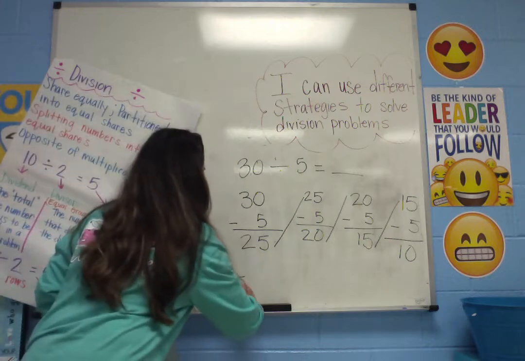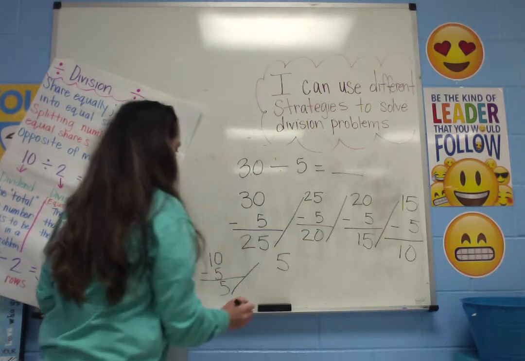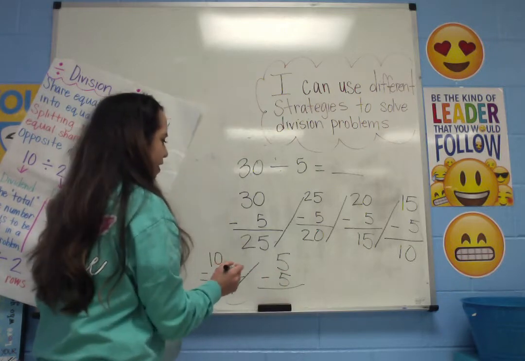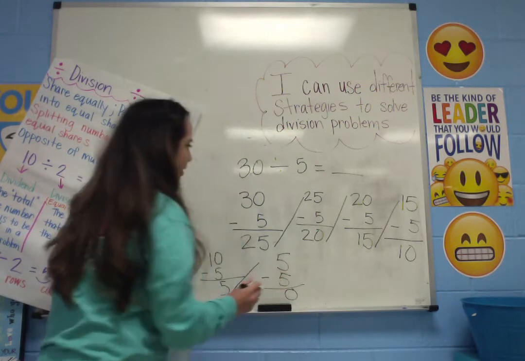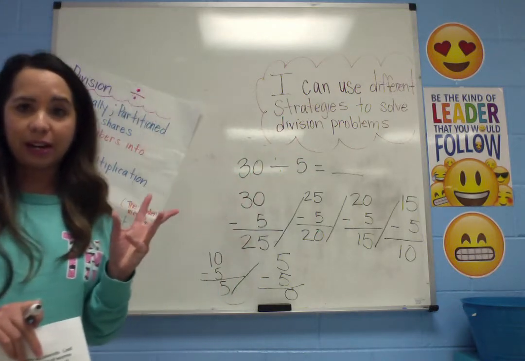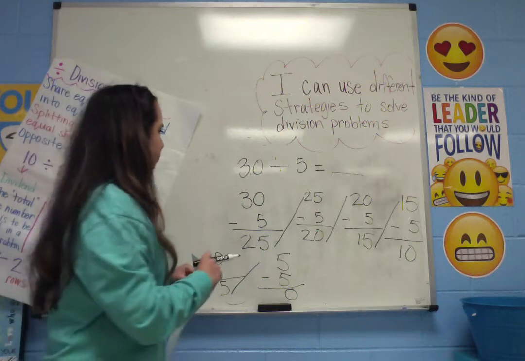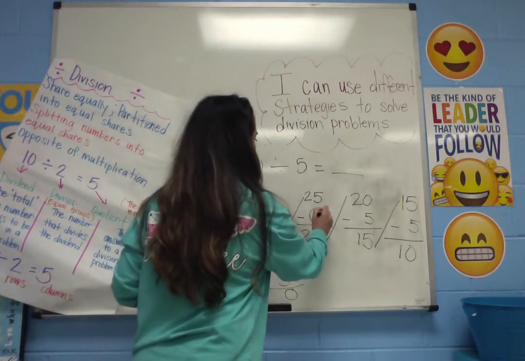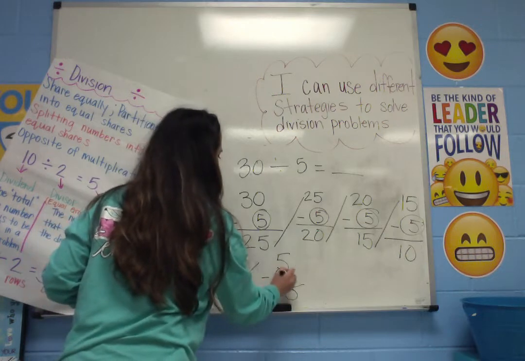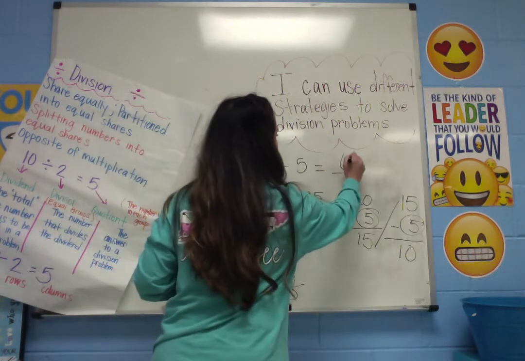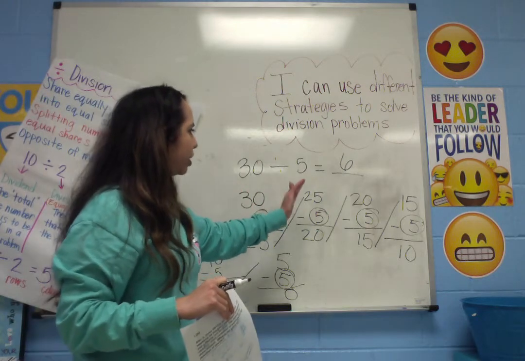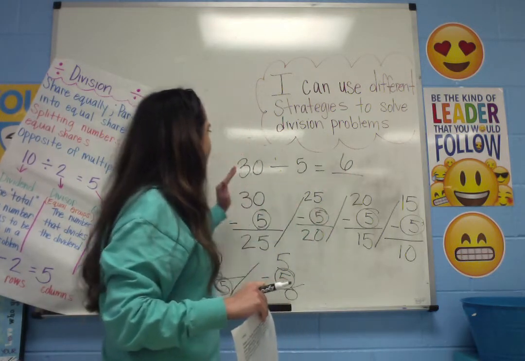Almost there. And then take 5 and subtract by 5. We continue subtracting by 5s. 5 minus 5 is 0. So we stop there. Now to get our answer, you just count how many times you subtracted by 5. Okay? 1, 2, 3, 4, 5, 6. So we subtracted by 5 6 times. So our answer, our quotient is 6. We can check our work. 5 times 6 is 30.